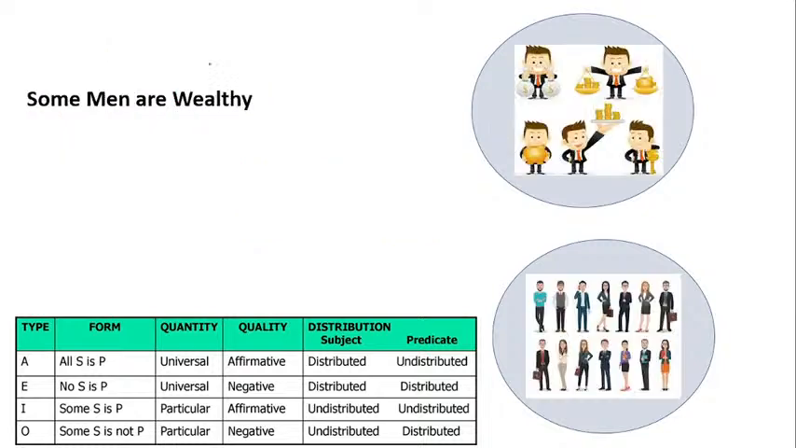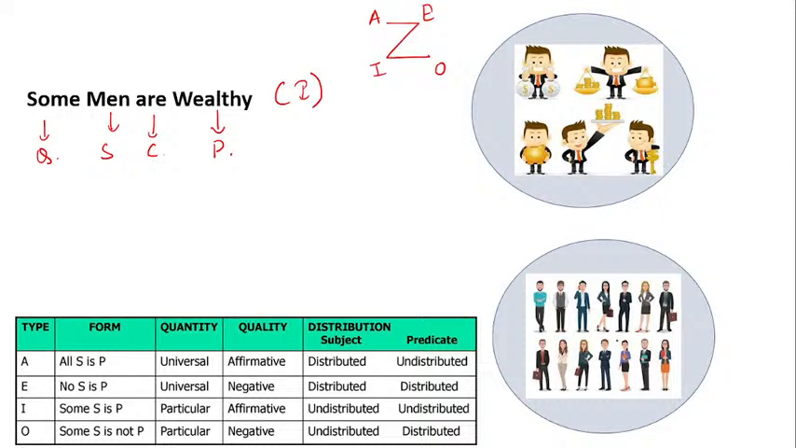Now, some men are wealthy. Here men is the subject, some is the quantifier, are is the copula, and wealthy is the predicate. So it is a kind of I statement. Remember students, A, E, I and O. It is a categorical proposition. The A type of proposition is all, E is no, I is some, and O is some not. So this is an I statement where you are saying some men are wealthy.